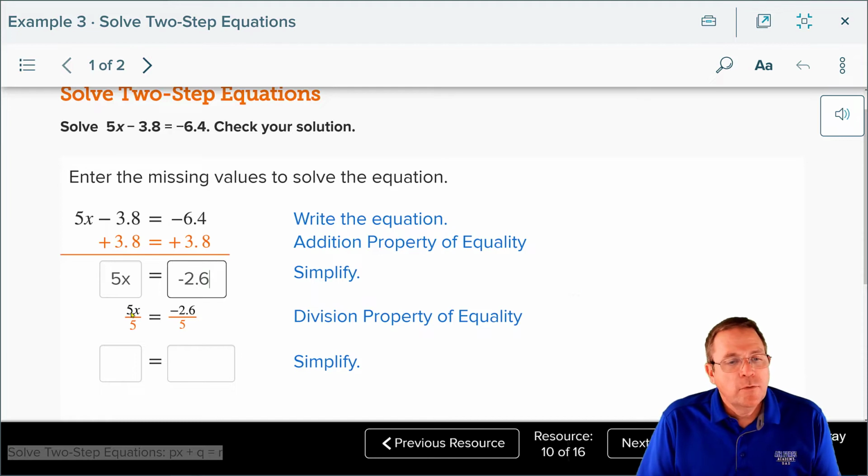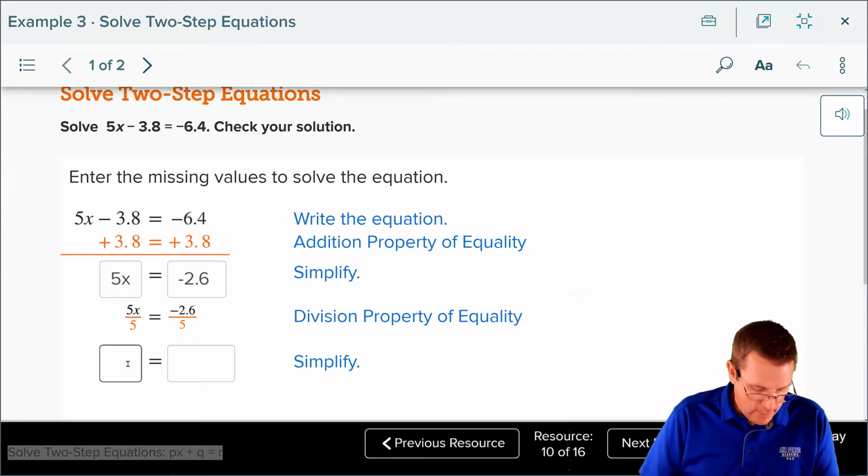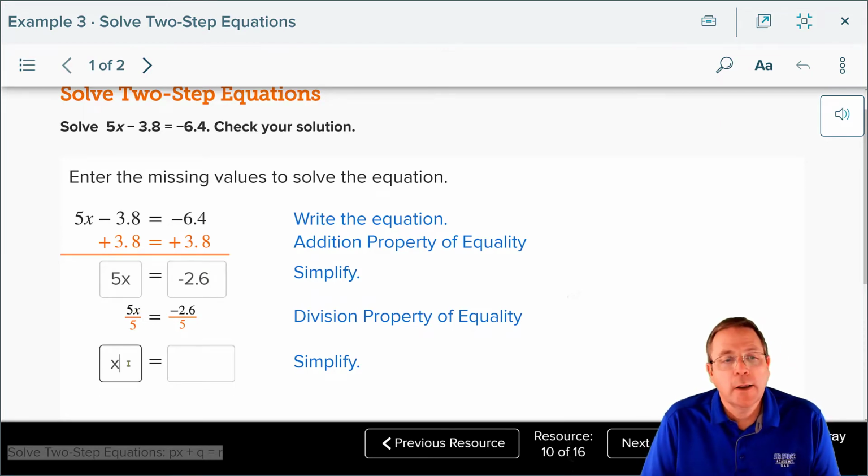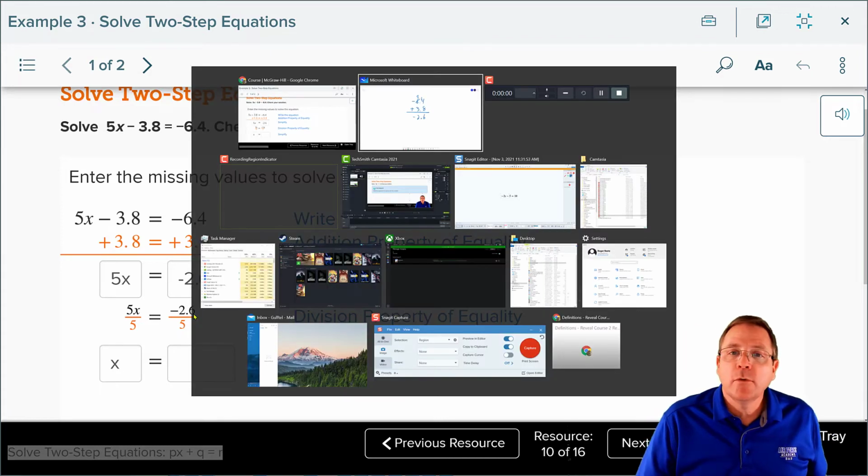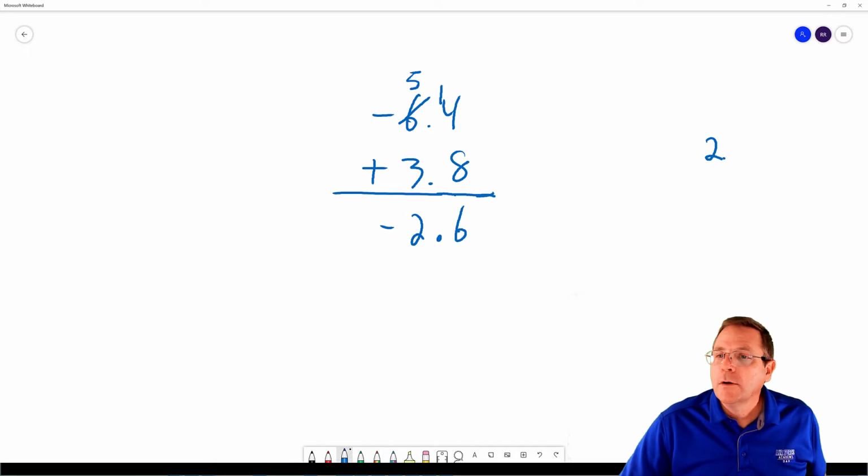Now they've set those two equal at 5x is equal to the negative 2.6, and they undid multiplication and division by dividing 5 on both sides right here. 5 divided by 5 is 1. 1 times x, that's going to equal x. And then on this side, 2.6 divided by 5, well, let's jump back over here again.